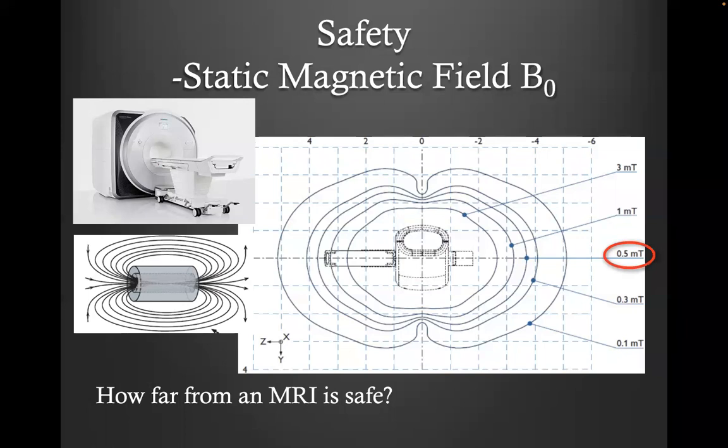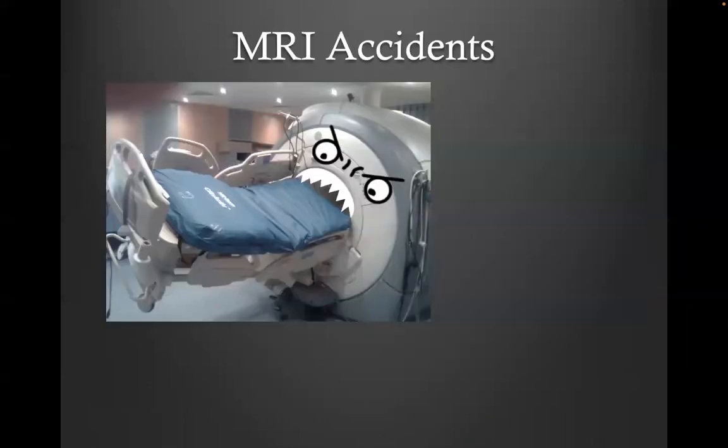We typically consider this 0.5 millitesla or the 5 Gauss line. So we design our room so that as soon as you step inside the scanner room, it may be more than 5 Gauss, but if you are outside of the MRI room, it's all shielded so that it's less than 5 Gauss. It's considered safe. But it does not mean that accidents do not happen.